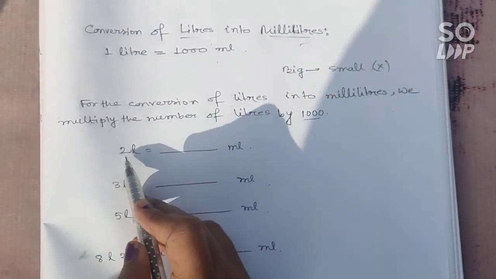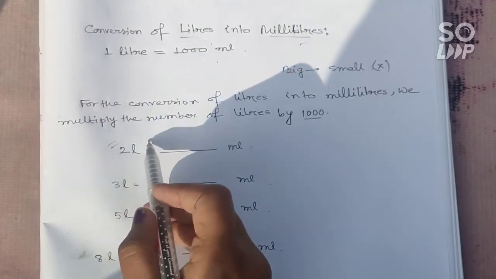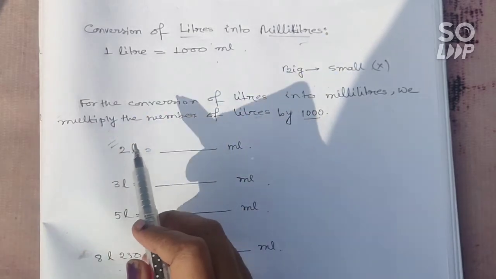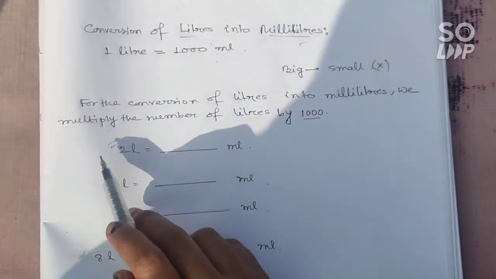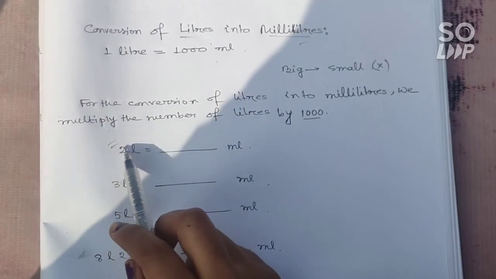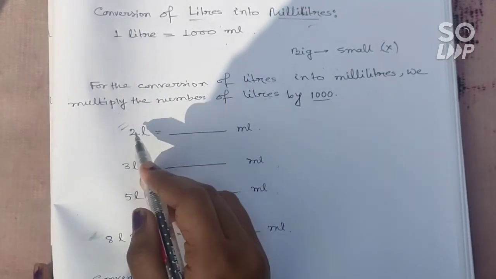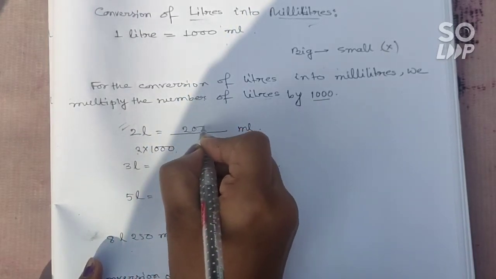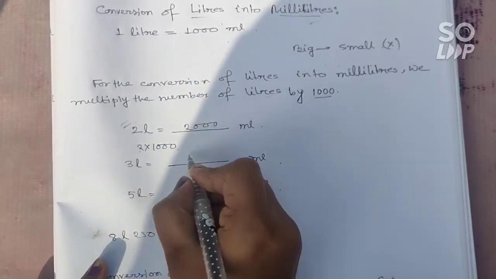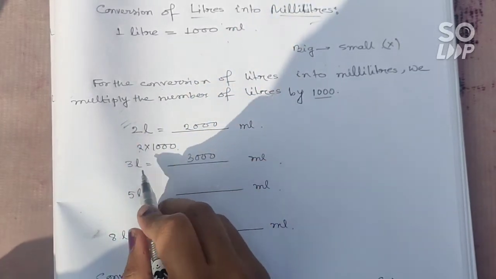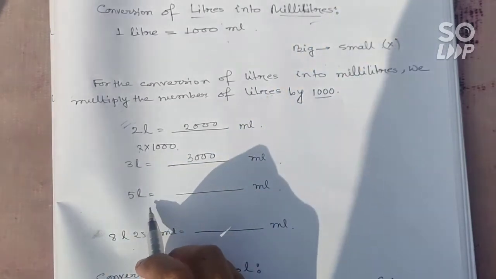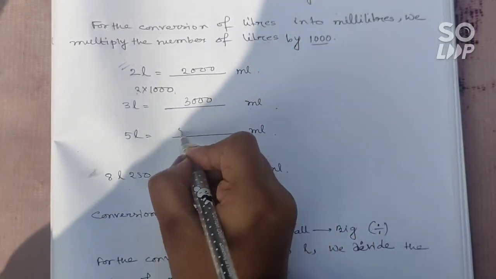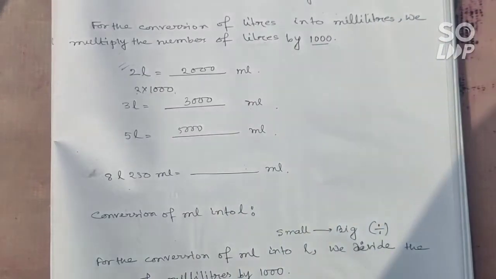Okay. Next, here there are some examples. We will convert these into milliliters. 2 liters equals how many ml? You know that for the conversion of liters into milliliters, we need to multiply the number of liters by 1000. So 2 into 1000 will be 2000. So 2 liters is 2000 ml. 3 liters, 3 into 1000 gives 3000. So 3 liters equals 3000 ml. 5 liters equals 5000 ml.